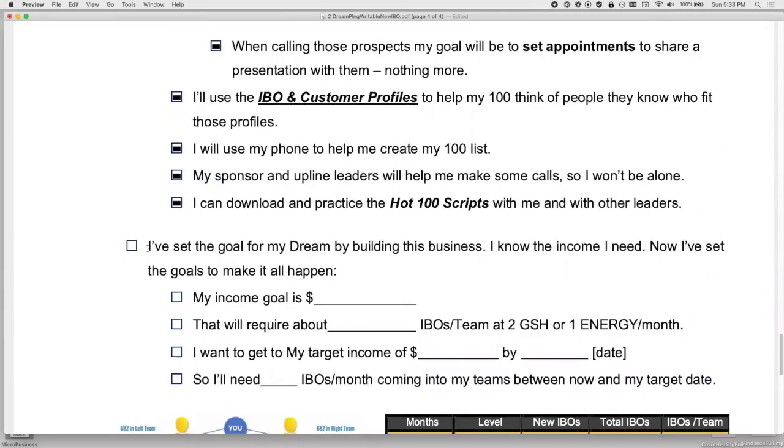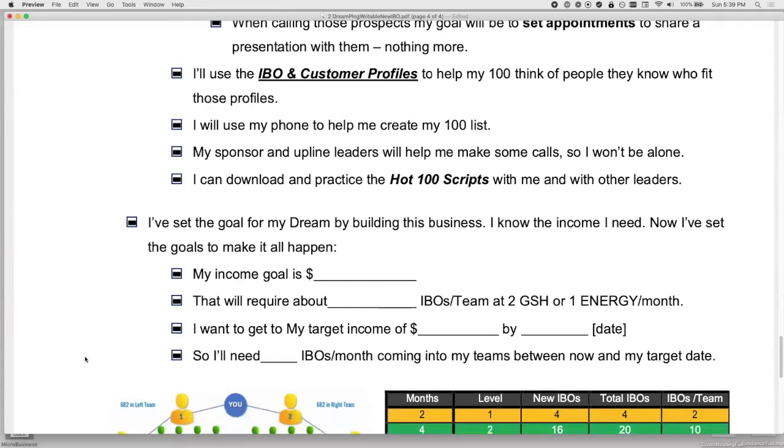Okay, so now let's check this. You've set the goal for your dream, and you're going to get there by building this business. You know the income you need, and now you're going to set the goals to make it happen. So your income goal, again, is X. That requires X number of IBOs buying 2 GSH or 1 energy a month. Say I need 100 IBOs on each team, and I want to do that in the next, say, 6 months. Now let's take a look how to use that information to create what you need.